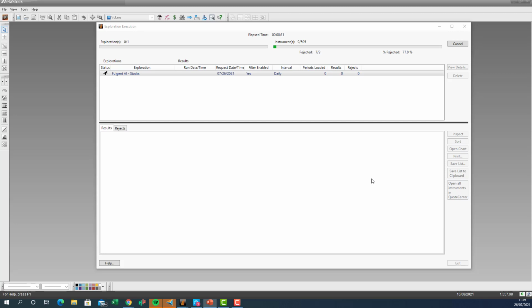So now the AI is going through all 500 plus items, and this will take a couple of minutes, so I'll be right back as soon as the AI has done its screen.